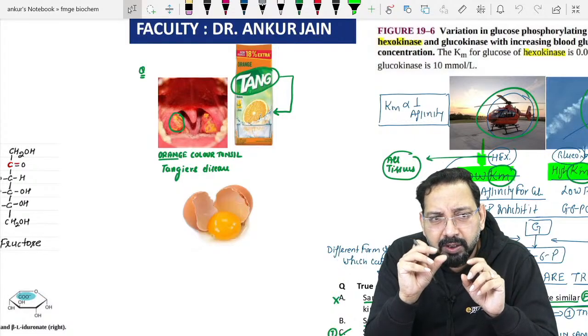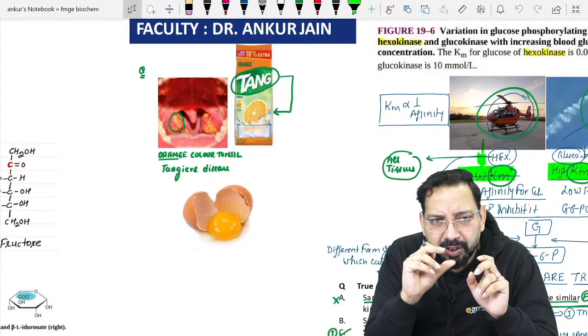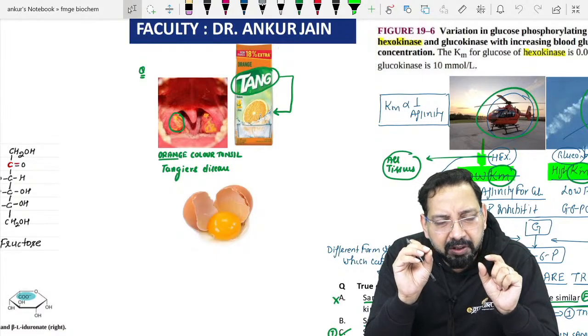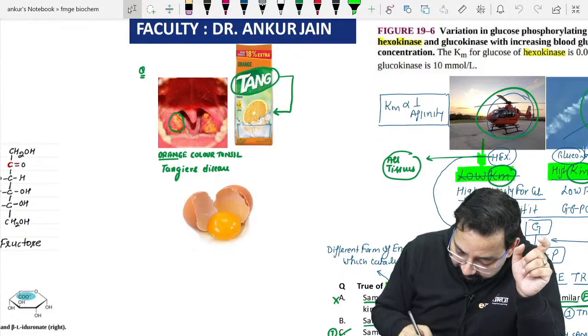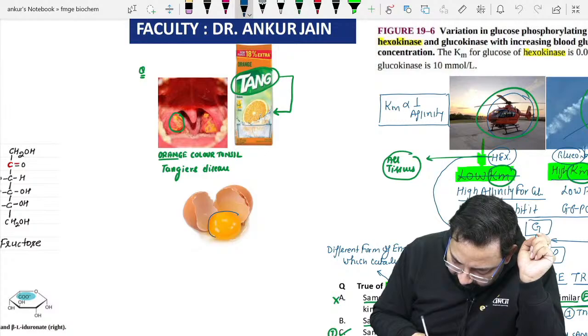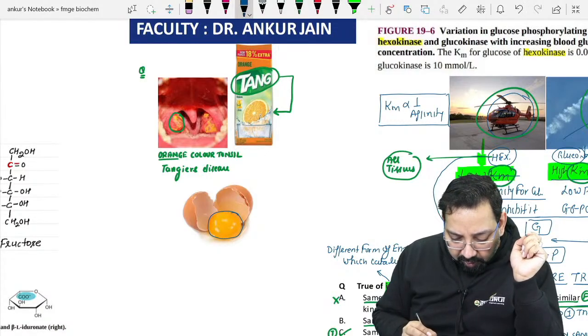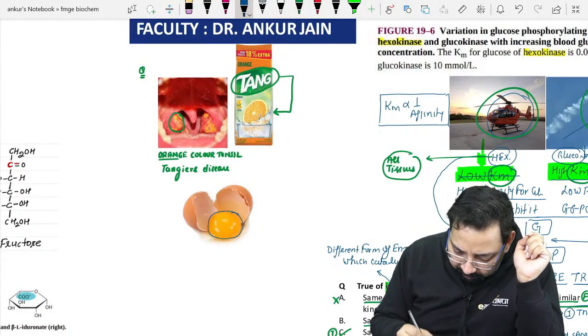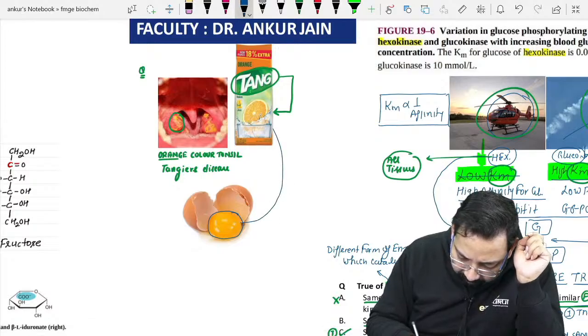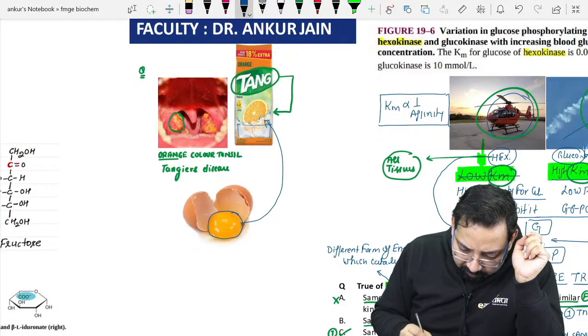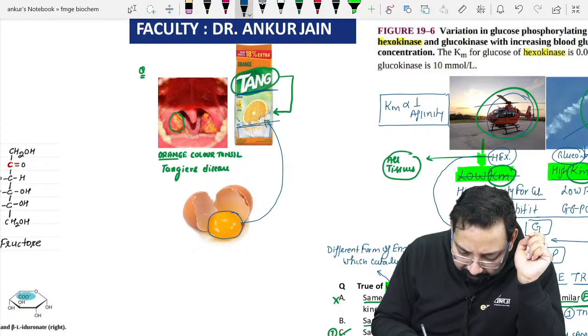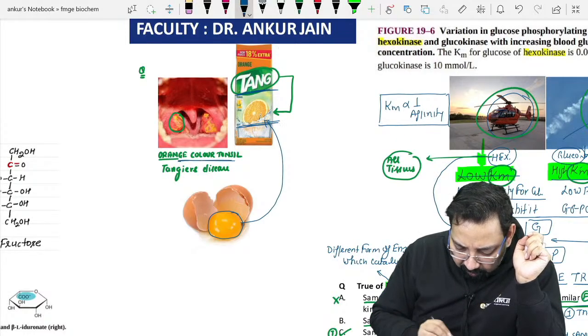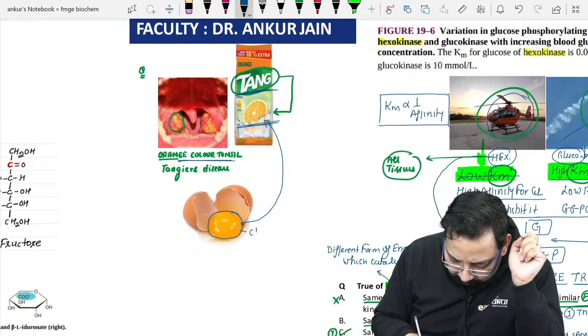The color of that middle portion is yellowish, orange, sometimes grayish. Okay, so look at this. This is an orange-colored egg yolk. What is the color of this? Orange. If I ask you, Tangier, orange, orange-colored tonsil, this is cholesterol.